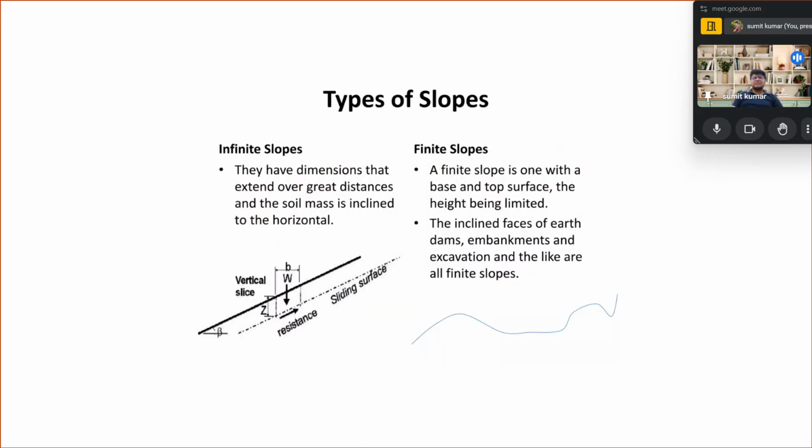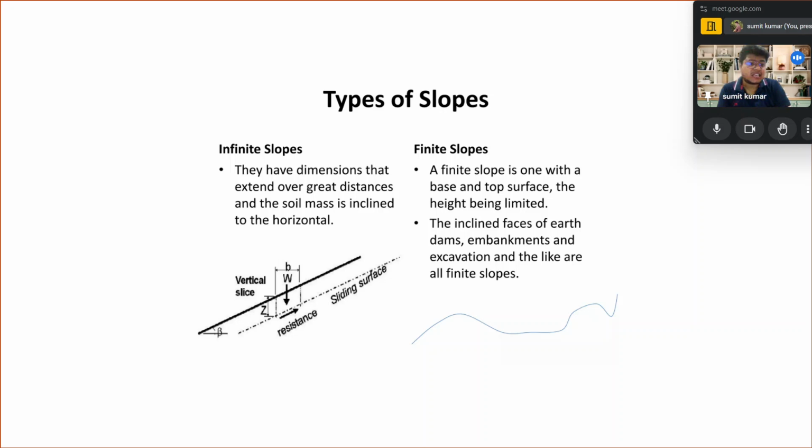As we talk about the types of slopes, as I already said, infinite and finite are the two types of slopes. When we talk about infinite slopes, they have dimensions that extend over a great distance, and the soil mass is inclined to the horizontal. As you have seen in the first image, the angle beta has been shown with the horizontal, and the vertical slice which has been shown over here is also presented to you.